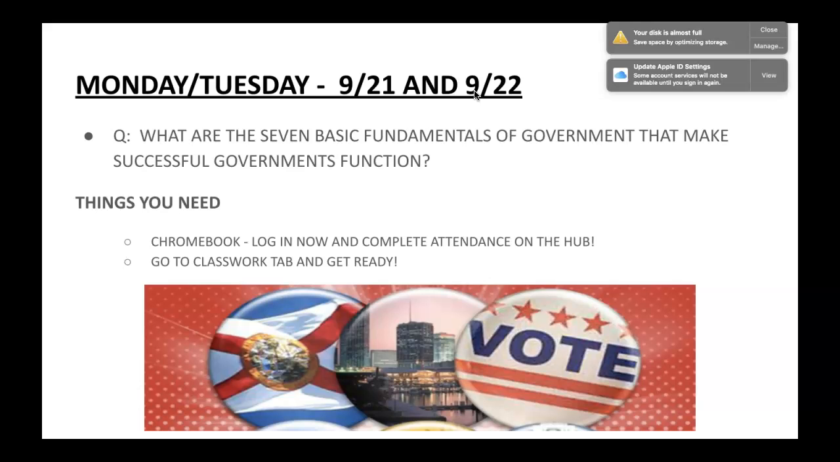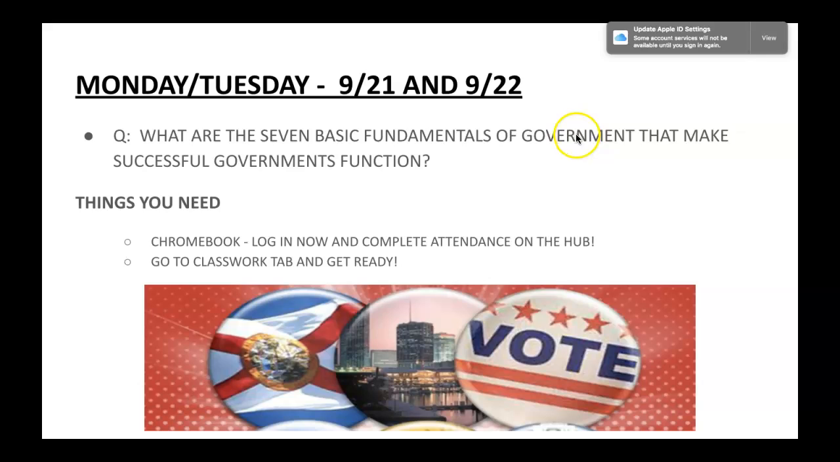Today's question is from lesson 5. What are the 7 basic fundamentals of government that make successful governments run and function? Before I share the answer, just think about some of these things. What makes our government successfully run and function? How are we able to be a democratic government?